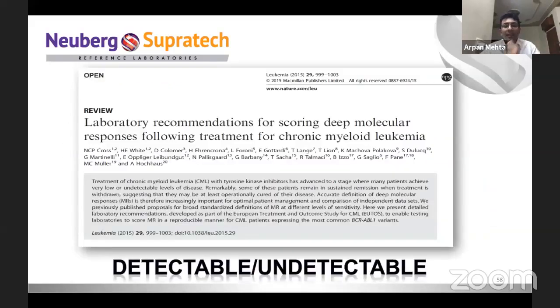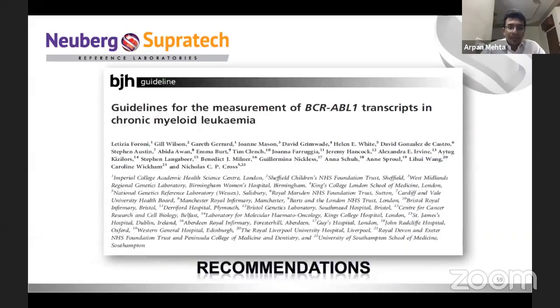I'm not going into details of it, but there are lab recommendations which were put forward in 2015 for analyzing and reporting the results of real-time PCR for chronic myeloid leukemia, BCR-ABL1 positive. These are other guidelines which act as complementary to those 2015 guidelines. These were put forward in 2011.